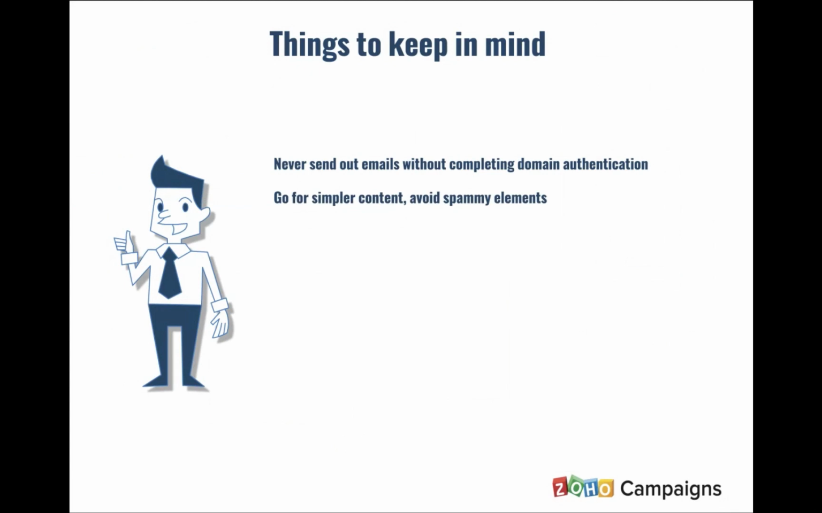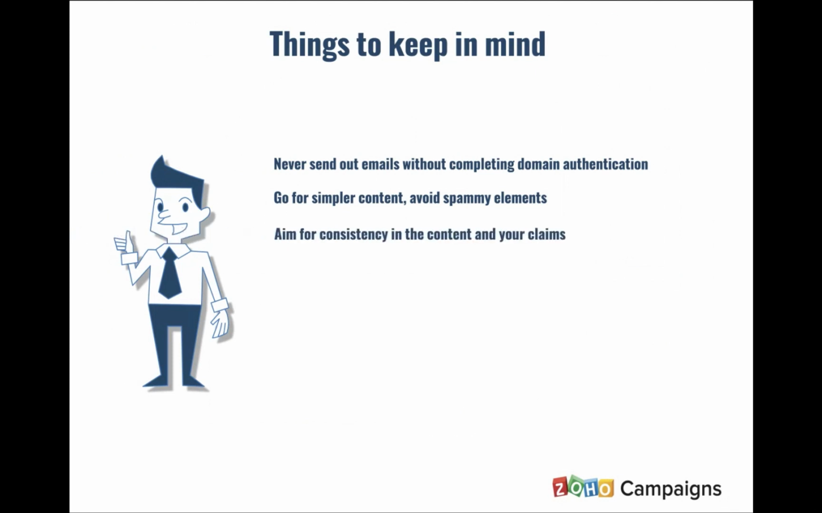The next is, go for simpler content and avoid spammy elements. It's all right, you do not have to opt for extravagant content. Rather, you can create content which is simple, has PNG images, has uniformity in fonts and colors, and provides a message that is quite clear, because the message is the most important part of an email. Along with that, you need to provide a very clear and unambiguous unsubscribe option for your email recipients.